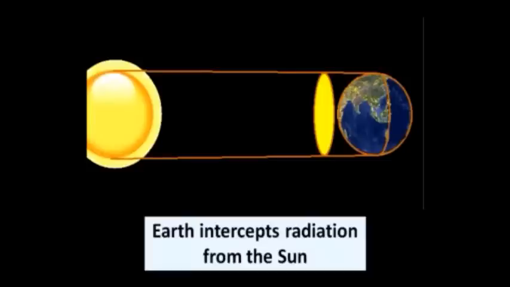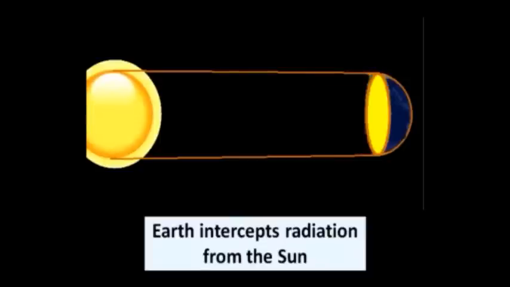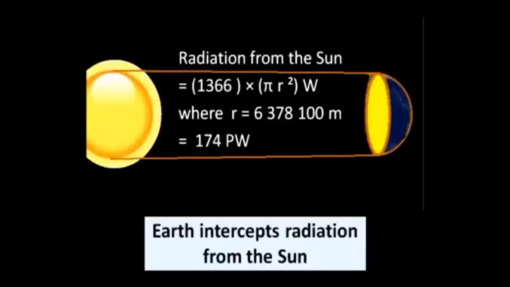The Earth intercepts the same amount of radiation from the sun as a disk with the same diameter as the Earth. Conceptually, we could think of the Earth as though it was chopped in half. Radiation from the sun before it enters the atmosphere equals the irradiance, 1,366 watts per metre squared, multiplied by the area of the disk, r being the radius of the Earth, 6,378 kilometres. Crunching the numbers, we get 174 petawatts. A petawatt being 10 raised to the power of 15 watts.